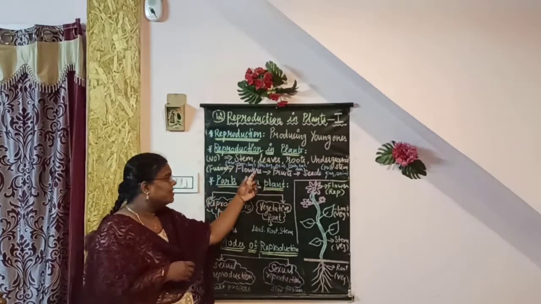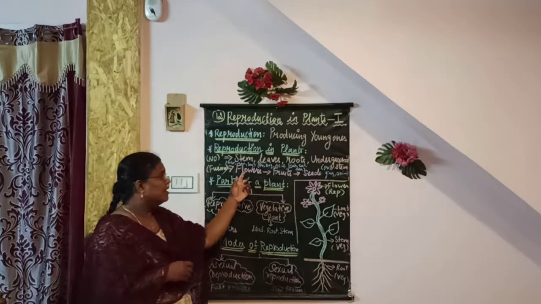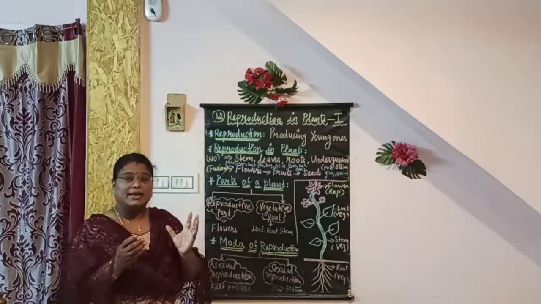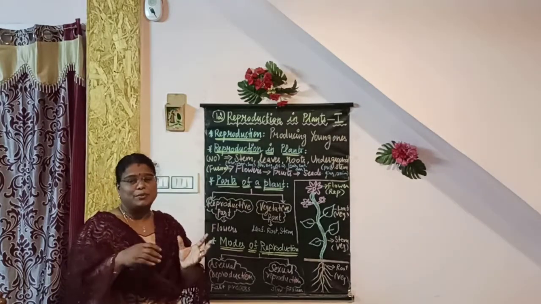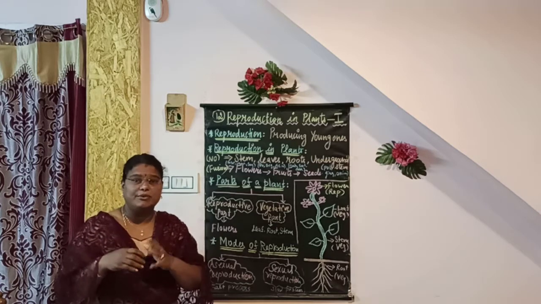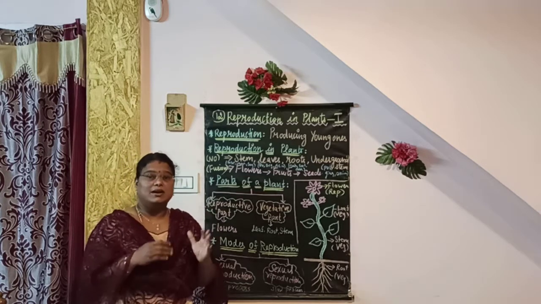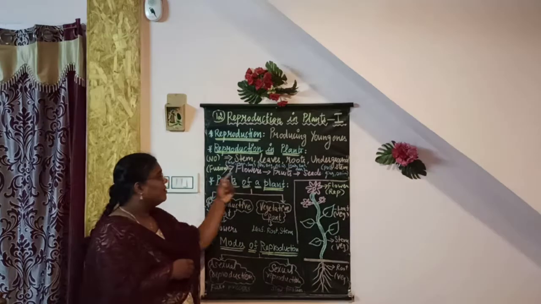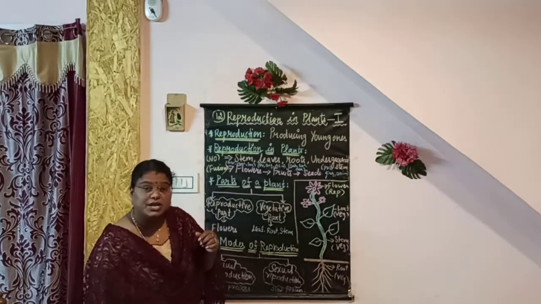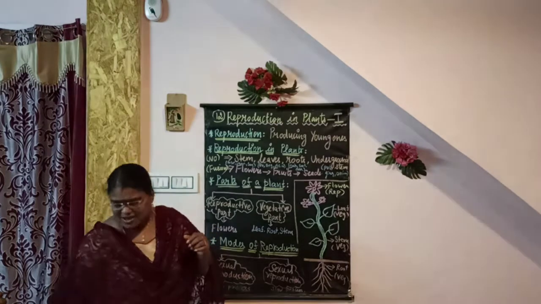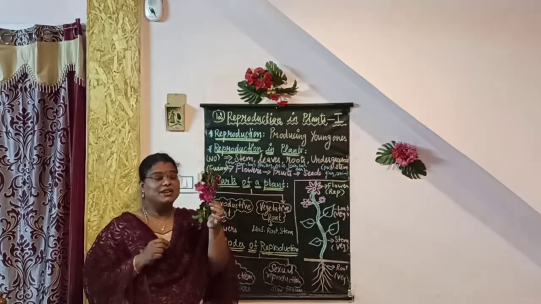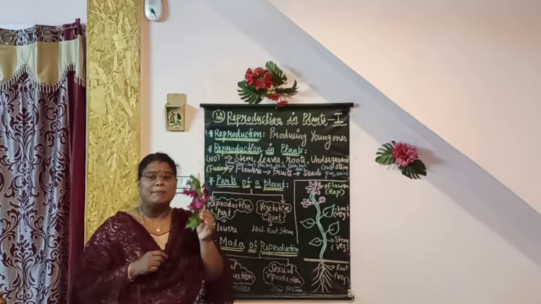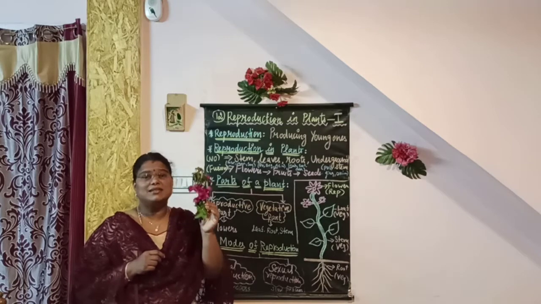And because of this reason, children, flowers, as I told, undergo fusion of male and female gametes, and that process is called pollination, followed by fertilization. That we'll discuss in detail under the topic pollination and fertilization. Flowers undergo pollination and fertilization. So flowers are brightly colored, children. See, there are many colors of flowers, and the part of the plant which is brightly colored is the flower.